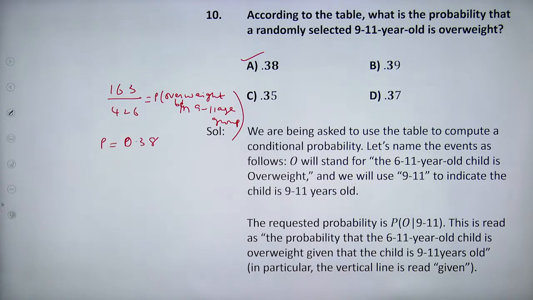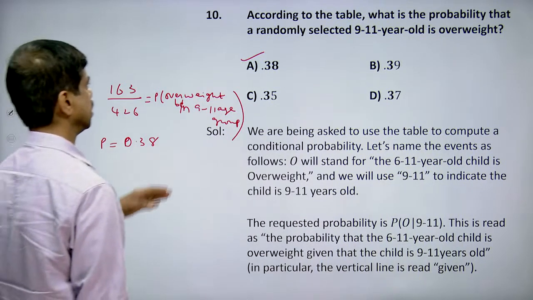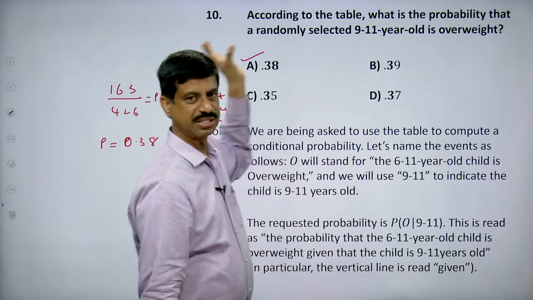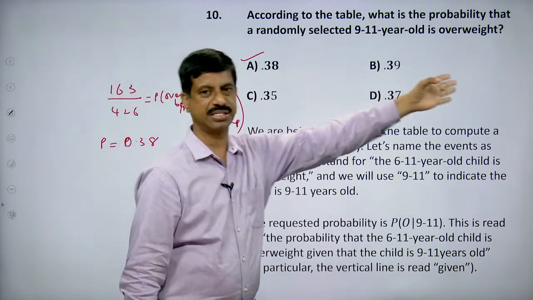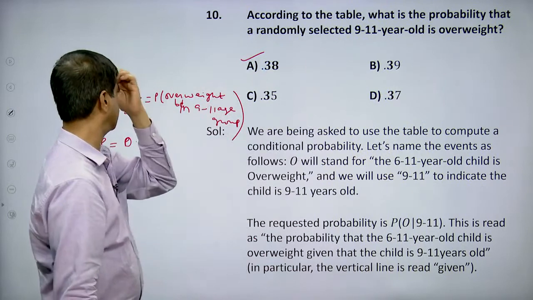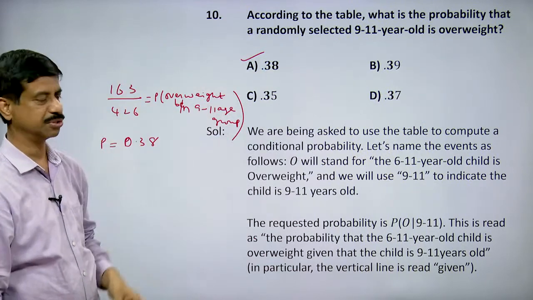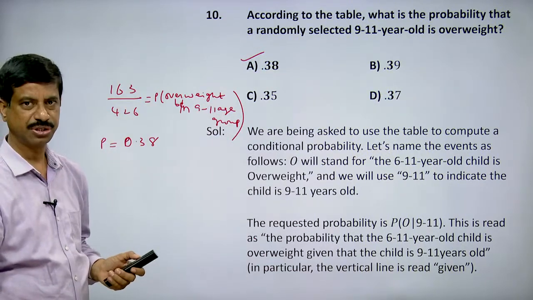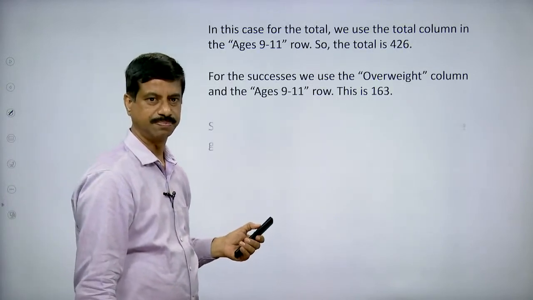Quick, children. Directly 2 lines only. Question, 2 lines answer. Not all this. Explanation I told very clearly. Between 9 to 11 years group, who overweight is 163 he gave, and total in the right side 426. So 163 by 426. Direct simplification. Okay, children, finished. Let us go to the next question.